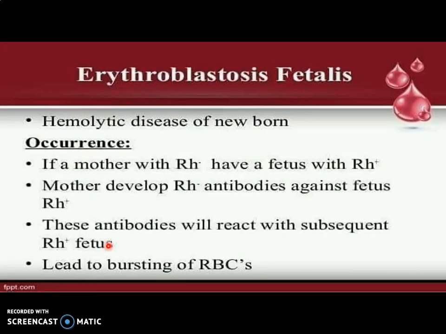Erythroblastosis fetalis. This is another name that is given to hemolytic disease of newborn babies. This always occurs if a mother who is Rhesus negative has a fetus who is Rhesus positive. The mother will eventually develop Rhesus antibodies that will work against the fetus's Rhesus positive blood. These antibodies will react with the subsequent Rhesus positive fetus, which will lead to what happened earlier, just like during hemolysis, the bursting of red blood cells.